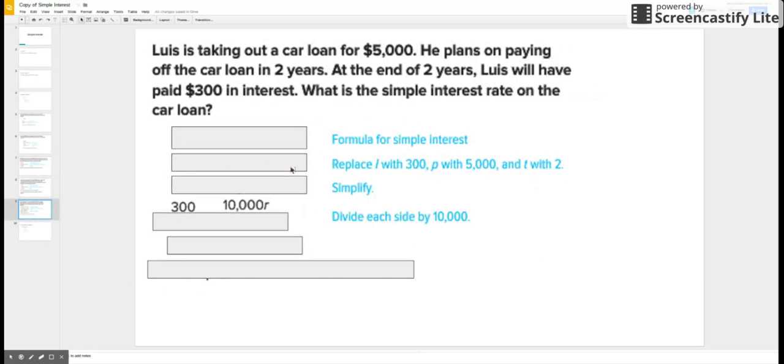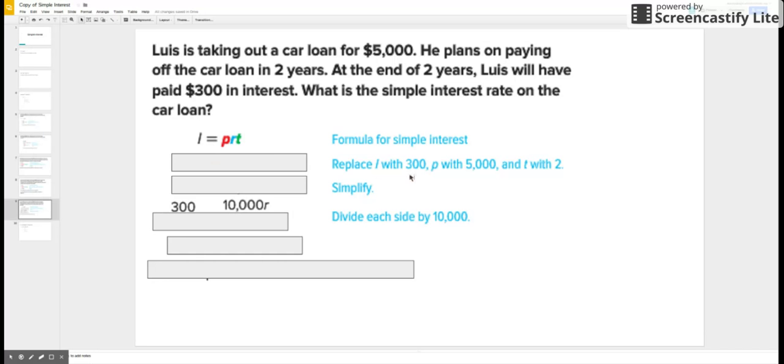And here is our last example. Lewis is taking out a car loan for $5,000. He plans on paying off the car loan in 2 years. At the end of 2 years, Lewis will have paid $300 in interest. What is the simple interest rate on the car loan? Start off with the formula, I equals PRT. Now you're going to just replace everything that you know already.